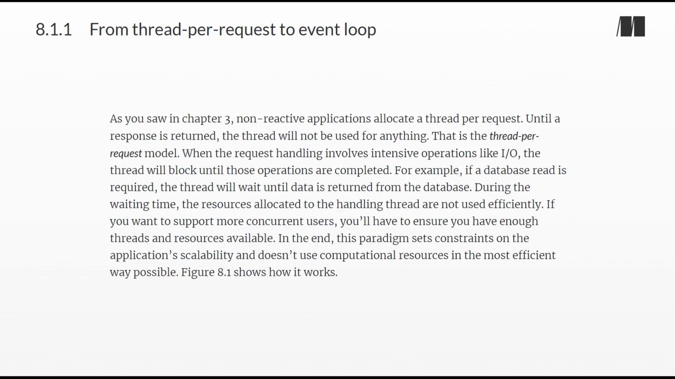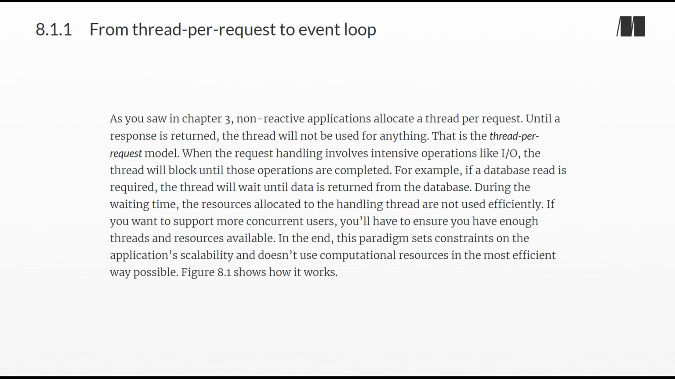Section 8.1.1. From thread-per-request to event loop. As you saw in Chapter 3, non-reactive applications allocate a thread per request. Until a response is returned, the thread will not be used for anything. That is the thread-per-request model. When the request handling involves intensive operations like I/O, the thread will block until those operations are completed. For example, if a database read is required, the thread will wait until data is returned from the database.